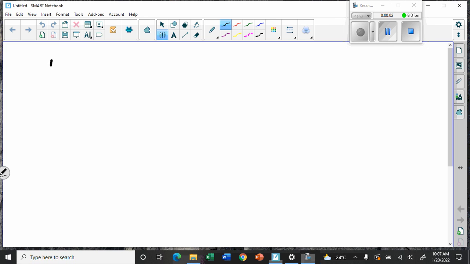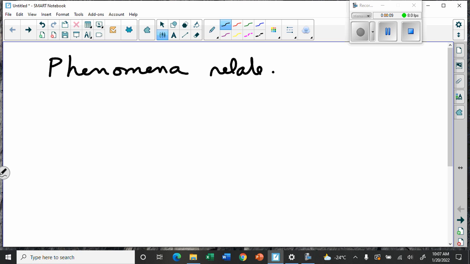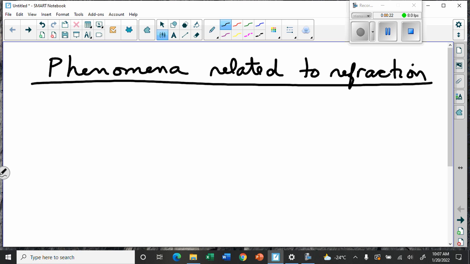So we're going to call this phenomena related to refraction. In other words, we're going to look at some of the interesting ways that refraction shows up in our daily lives. This bending of light. Refraction. So, remember, the key is that if light goes from one substance to another, it can bend, right?